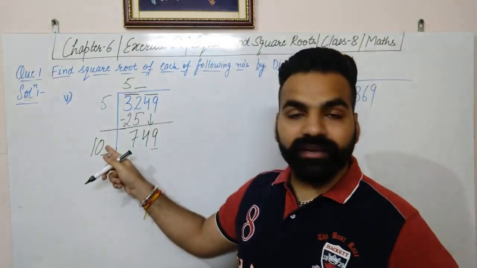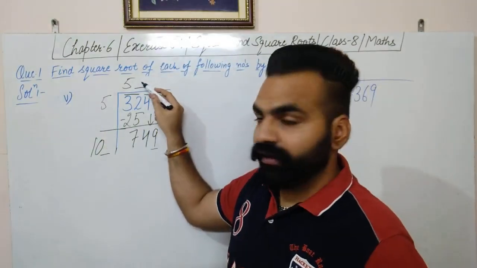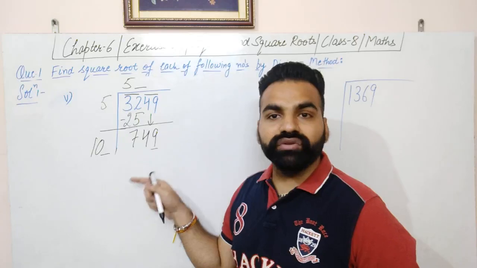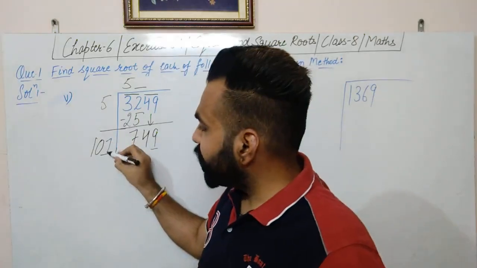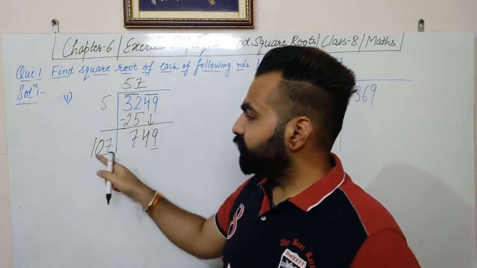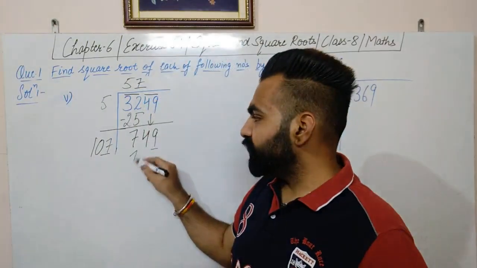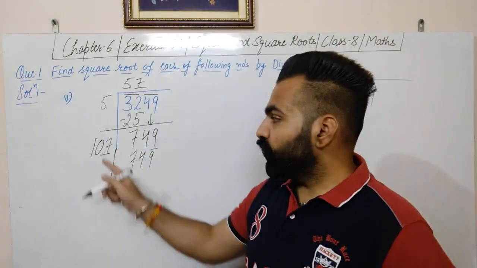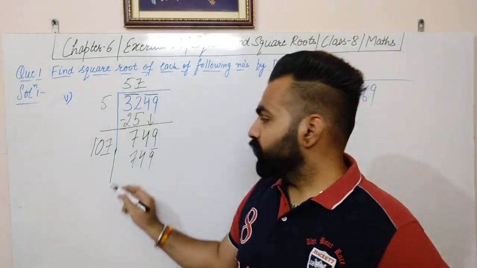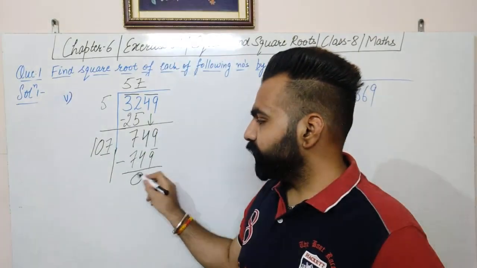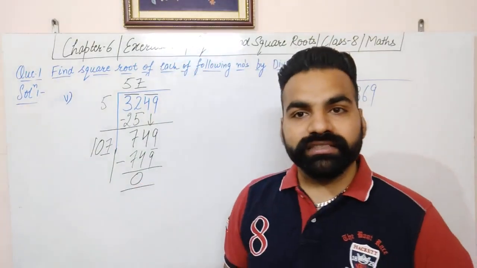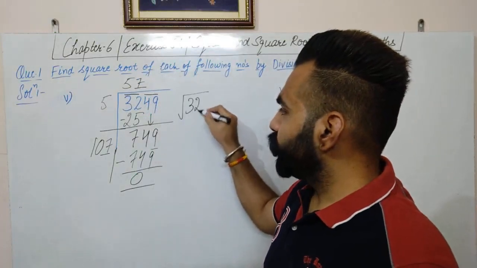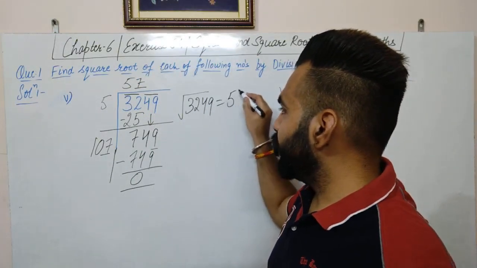So if we take 3 here, 103 into 3 will be much less than 749. So we have to check for 7. If we take 7 here, then 107 into 7 is 749. So we will not take 3 here, we will take 7 here. Next step is to subtract, and the remainder is 0. Since the remainder is 0, the quotient here is the required square root, 57.